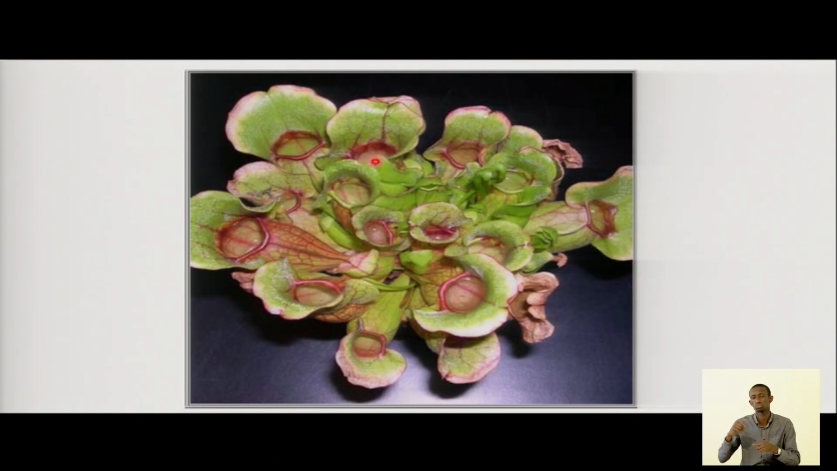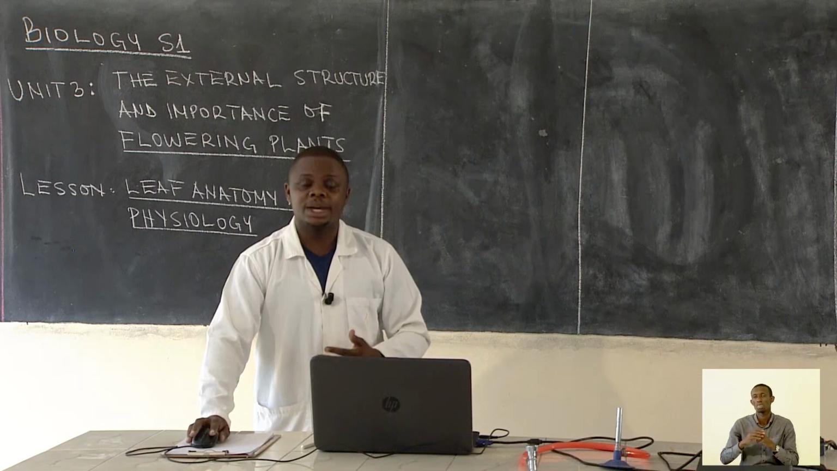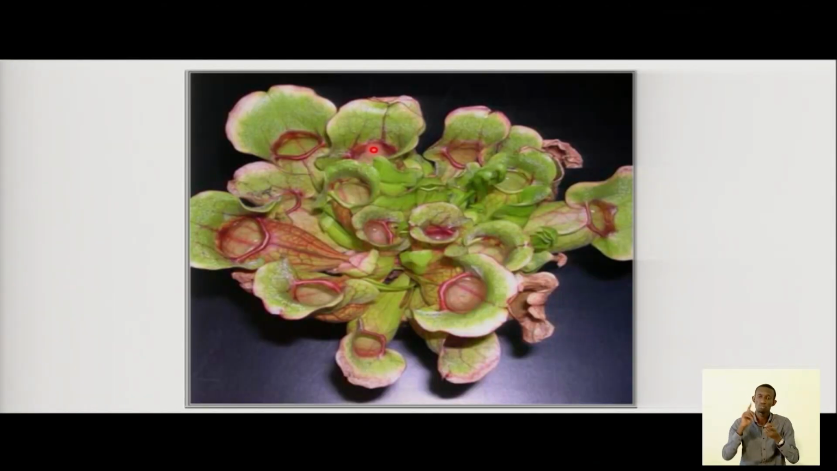When it falls inside, there is water there. What will happen? The insect will be trapped in water, and then this insect will end up dying. When it dies, that means it will decompose. When it decomposes, it is going to be digested by this plant, and then the plant will get a lot of nutrients from decomposed parts of the insect.